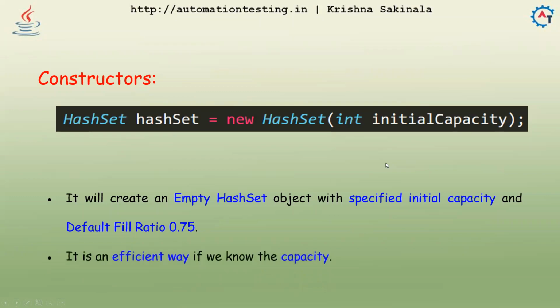It is an efficient way if we know the capacity. Normally, if it fills 75%, it will create another one, then at 75% again it will create another one. It's a tedious job and performance will decrease. So if you know how many elements you are going to store, then use this constructor. It is an efficient way to create the HashSet. Even then, if you put 1000 and it reaches 75%, it will create another one. That is common.